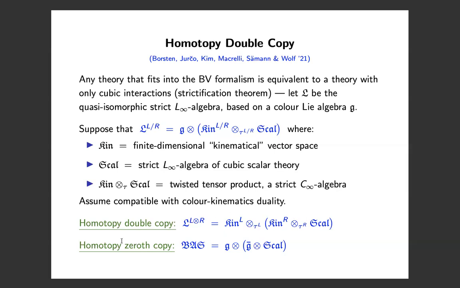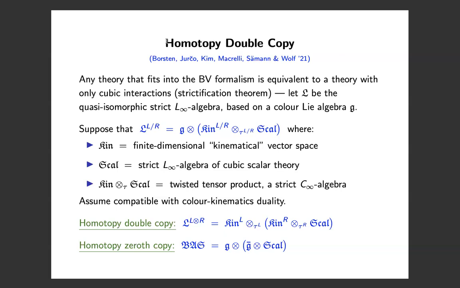Okay? And the homotopy zeroth copy says that you should now replace these kinematic factors with another copy of a possibly different gauge algebra, G bar, like this. So you get this L-infinity algebra here, and this is the L-infinity algebra of what's called the biadjoint scalar theory. So I denote this by BAS. Okay. So this is a beautiful perspective on the double copy.